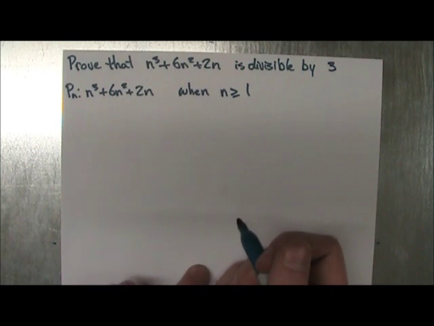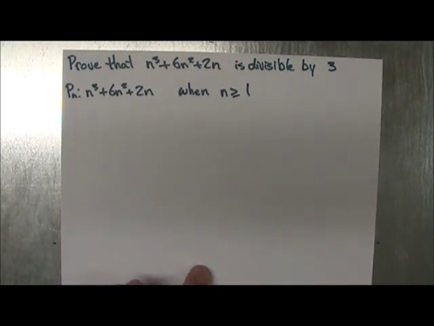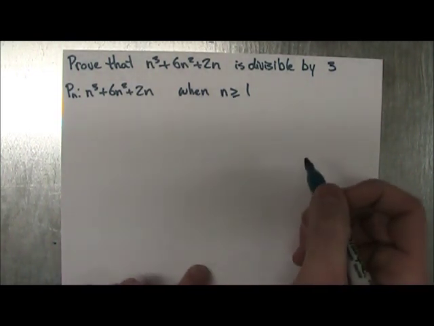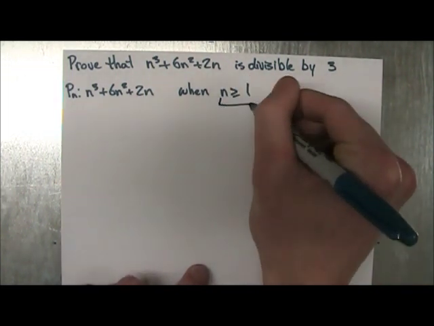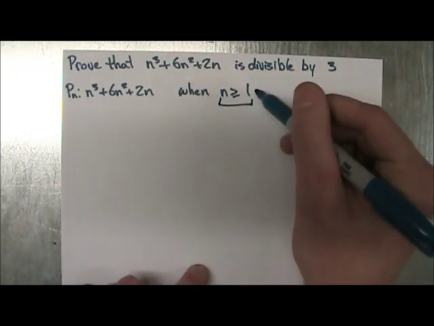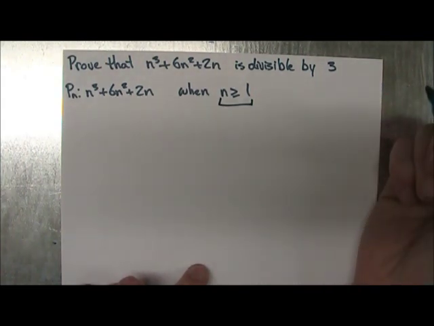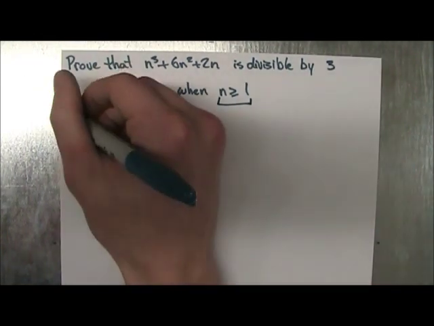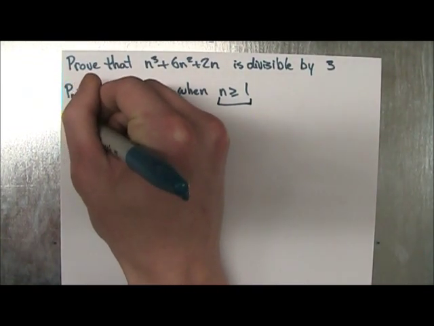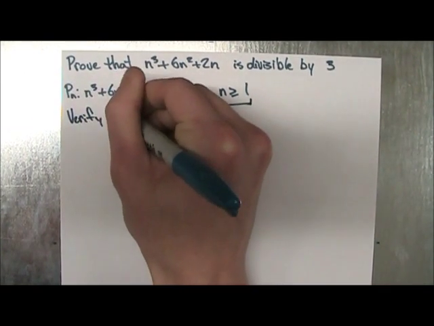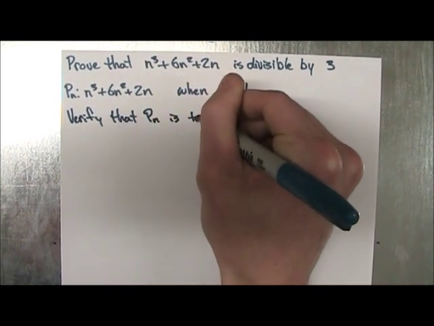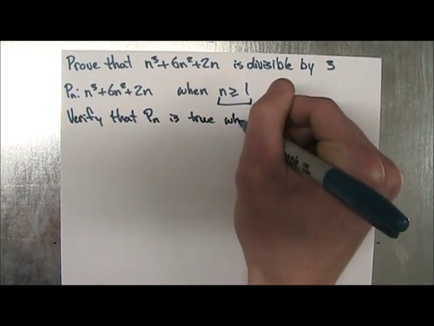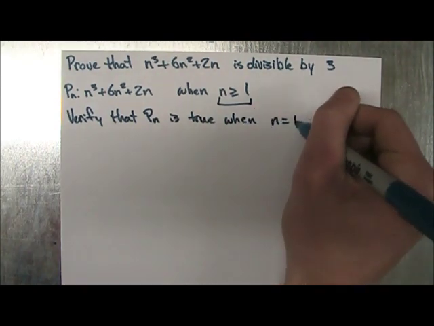If you recall, the first step is to verify that Pn holds true for any integer that's within the restriction. Our restriction is n greater or equal to 1, and we're just going to take n equals 1 because it's the easiest. So we're going to verify that Pn is true when n equals 1.